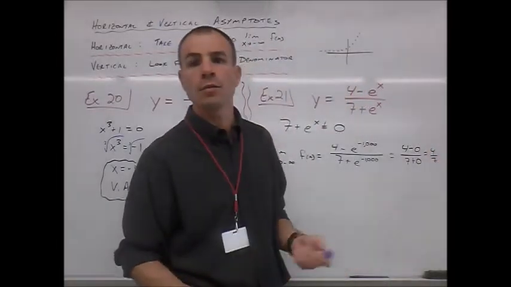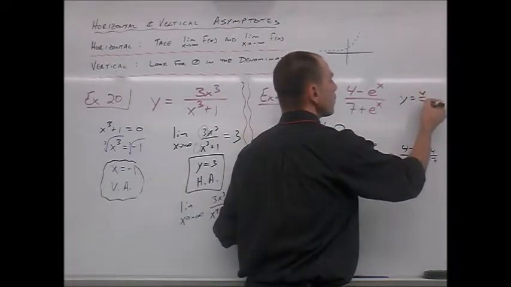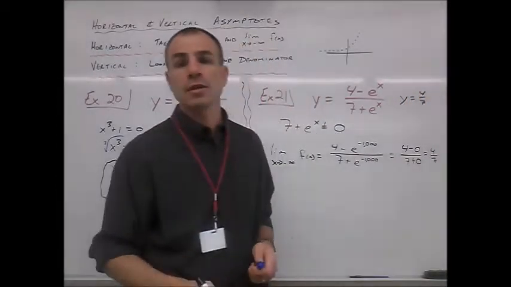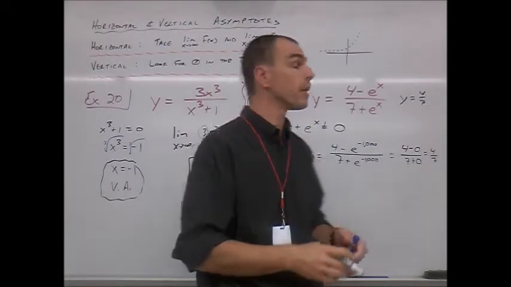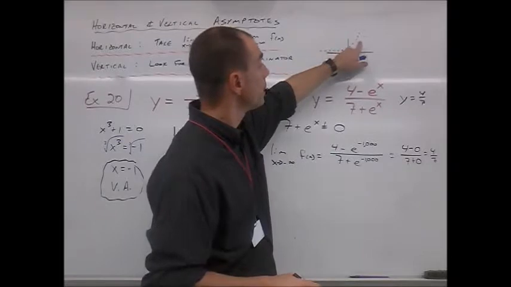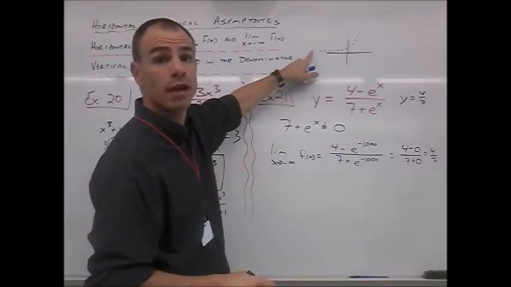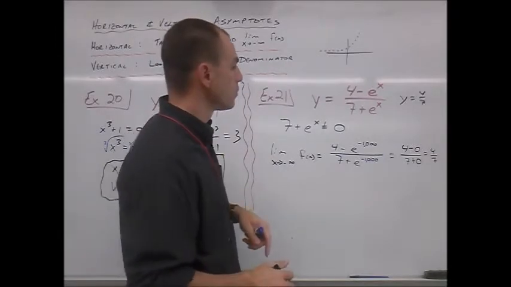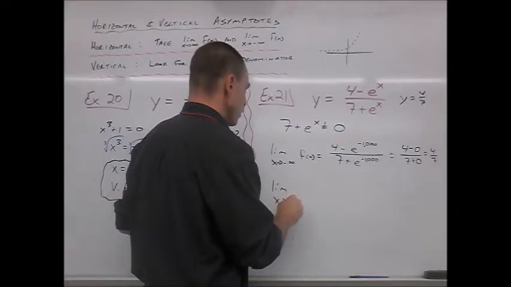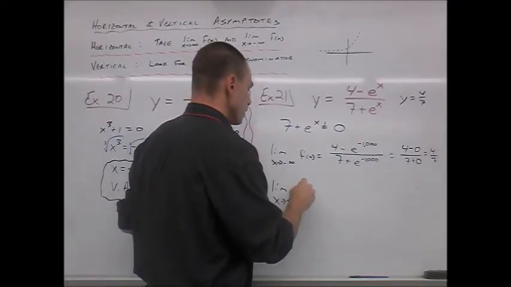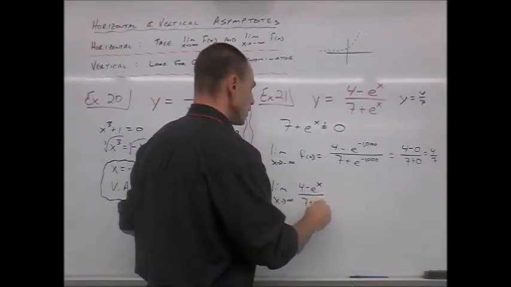So that is going to be one of our horizontal asymptotes: y equals 4 over 7. But how about the limit as x approaches positive infinity, if we look at the other end? With positive infinity, e to the x is skyrocketing up. It's not leveling off. So what's happening now? We look at the limit as x approaches positive infinity of our function, 4 minus e to the x over 7 plus e to the x.